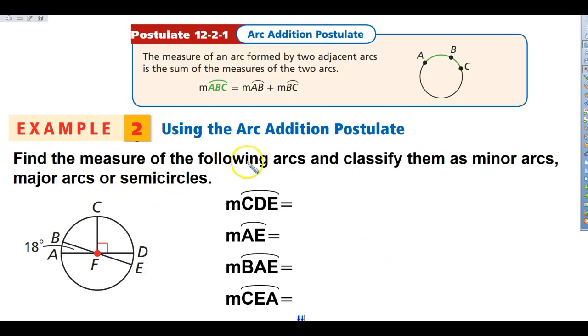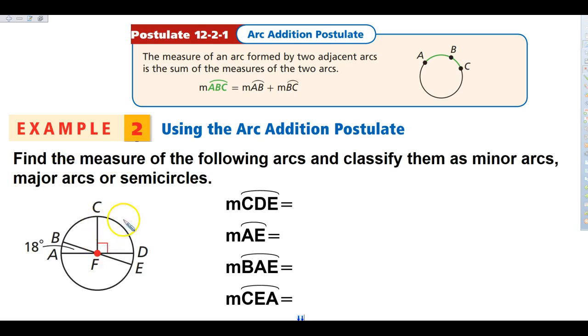So what I want to do here is find the measures of these three arcs and then classify them as, are they minor arcs, major arcs, or semicircles? So what I usually do first in problems like this is I'm going to just find the measures of all the arcs, all right? And then we can go in and fill in the pieces that we need.